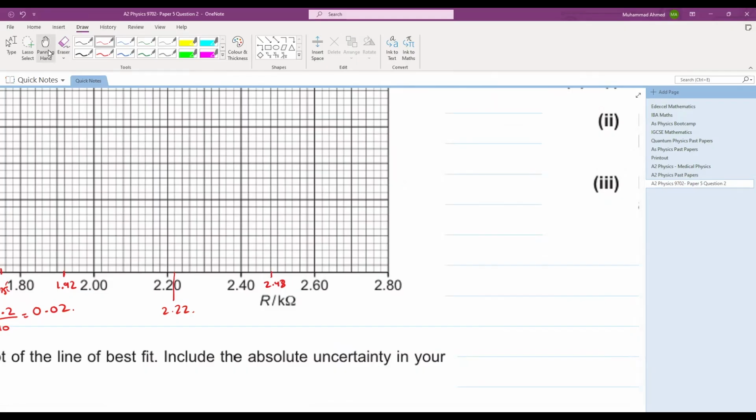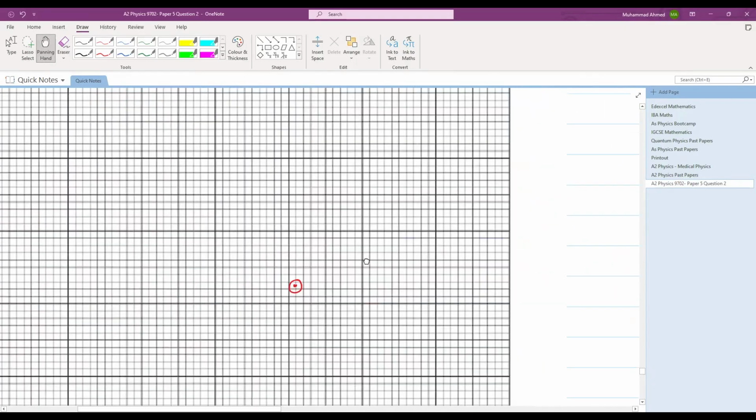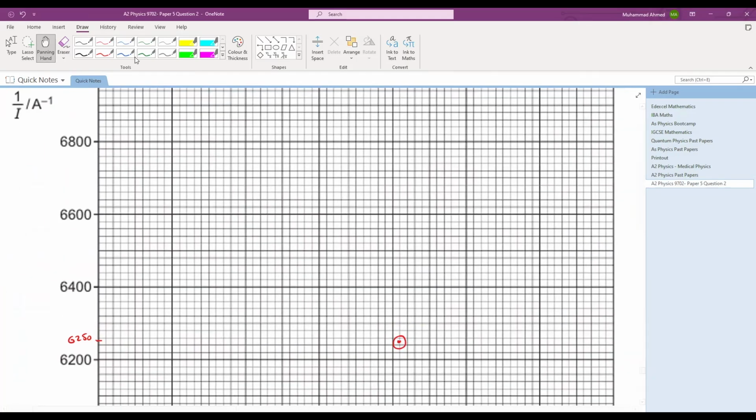How will you plot 6670? Let's see that as well. 6670 will be somewhere here. This is 6620. This is 6640. This is 6660. This is 6670. 6670 is your value here.